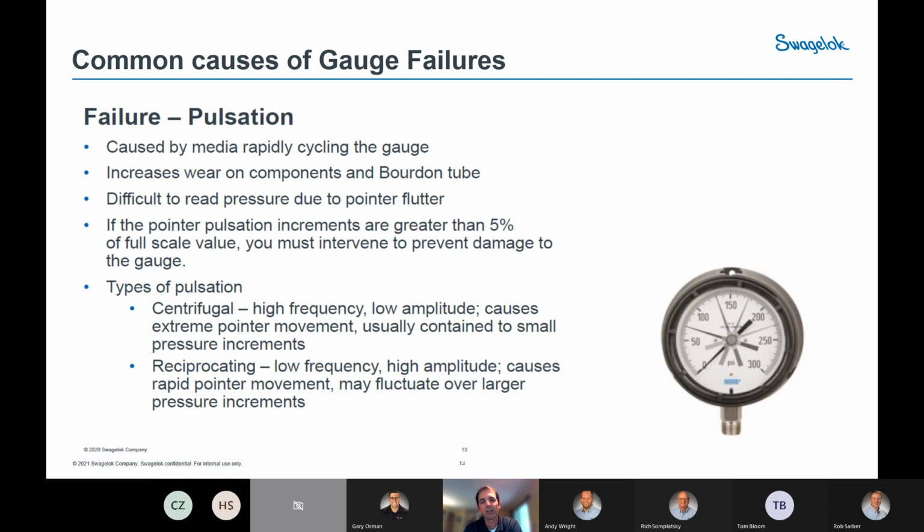Centrifugal is a high frequency, low amplitude pulsation. So what that means is the needle flutters very fast, but not as far on the gauge as a reciprocating condition. Reciprocating would be more low frequency, high amplitude. So the needle is moving very far, but not as fast as it would in a centrifugal situation.